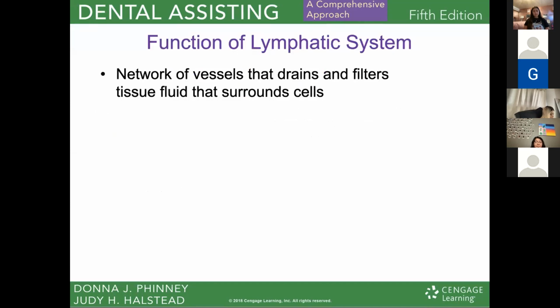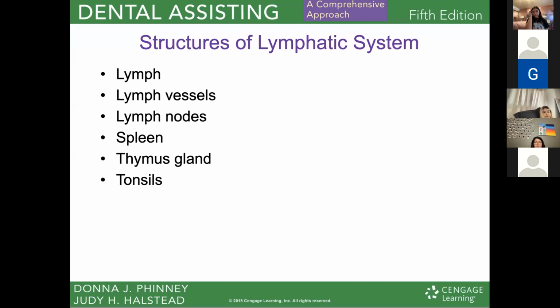Okay, good, thank you. So we're going to talk about now the functions of the lymphatic system. The lymphatic system is a network of vessels that drains and filters tissue that surrounds the cells. There are different structures of the lymphatic system. Tissue fluid is called lymph. It's a clear fluid that is transported through the lymphatic capillaries.